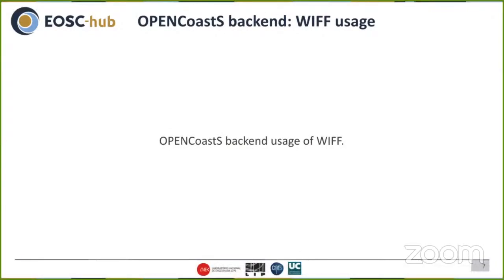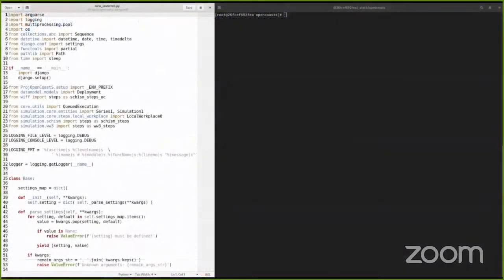Moving on, let's now see how OpenCoasts uses with. The code you are seeing now belongs to the backend launcher, a command line interface tool handling the execution of every simulation in OpenCoasts. There's a lot of code here, but don't worry, we are going to ignore most of it and focus our attention on the things we already know.